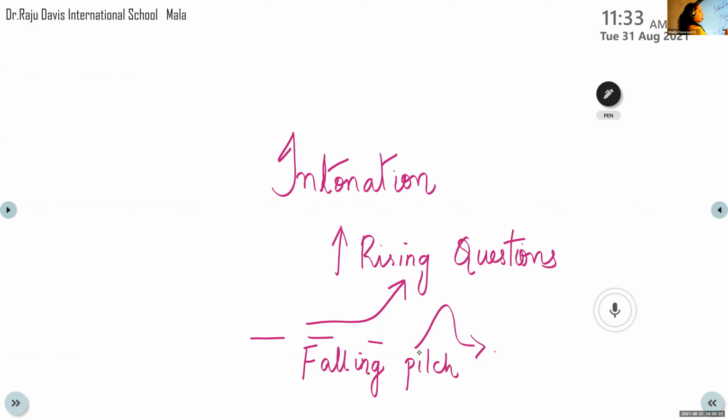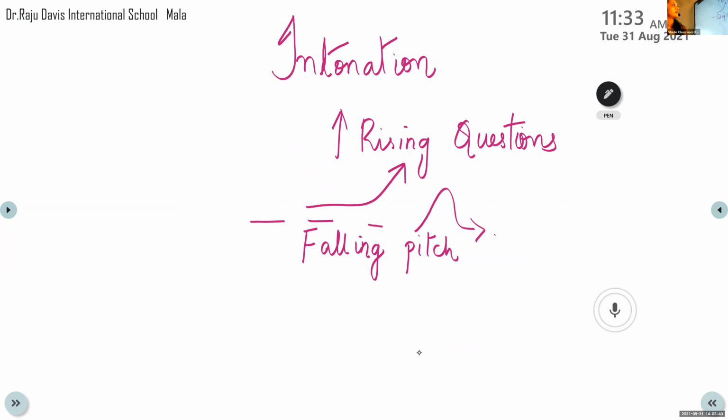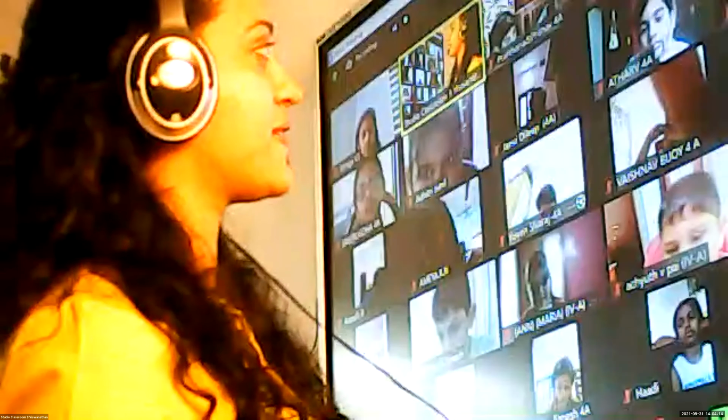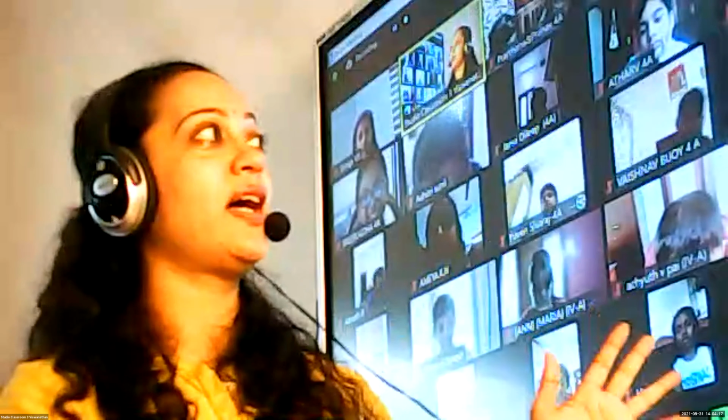Okay, now the falling pitch we will use for commands. Go there, sit down, get up. That is where you will use the falling pitch. Go there, sit down. In commands or when I am making statements, this is my pen. That is your book. Wow, what a beautiful dress. For exclamations, for showing surprise, your initial pitch will be high and then you come down.